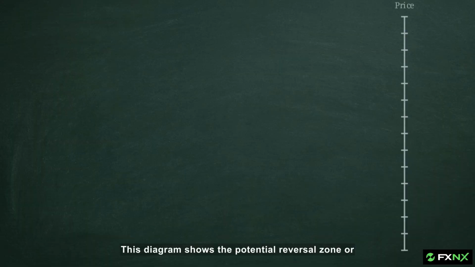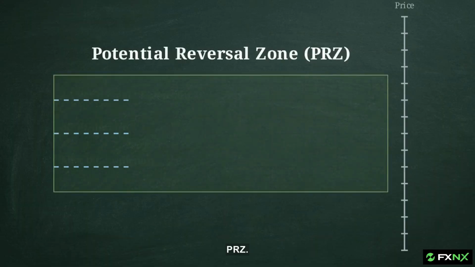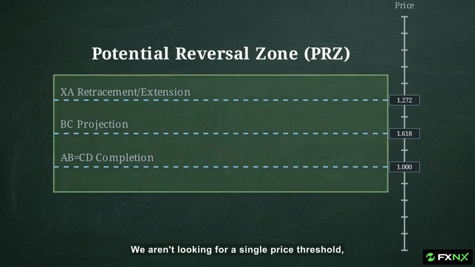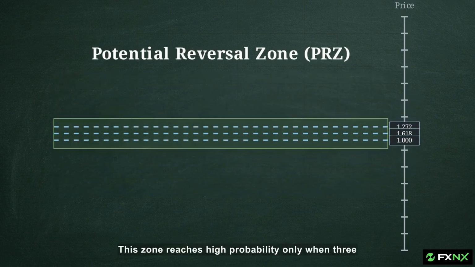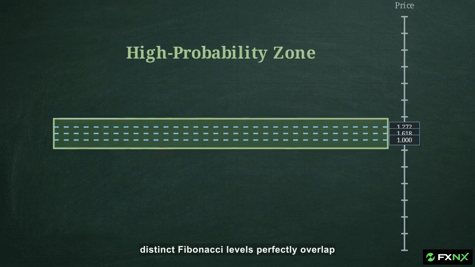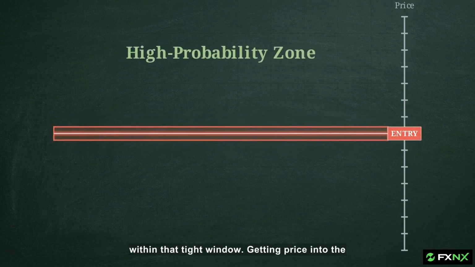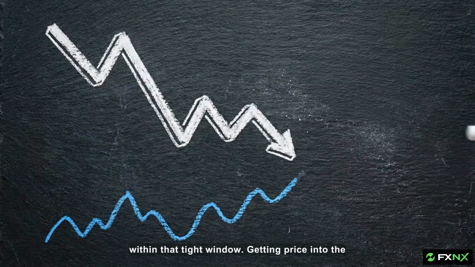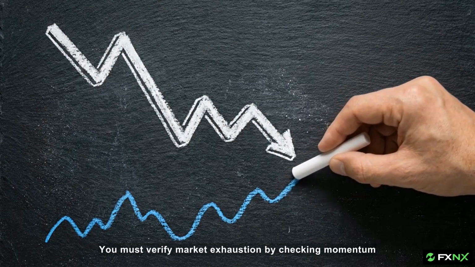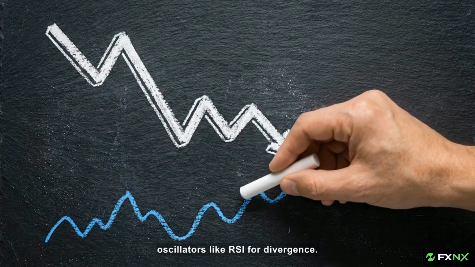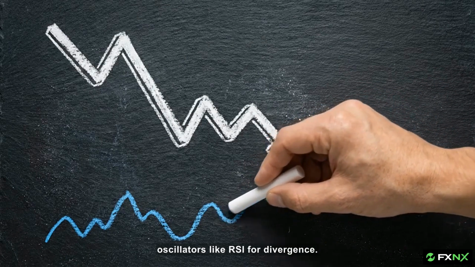This diagram shows the potential reversal zone, or PRZ. We aren't looking for a single price threshold, but a multi-level cluster acting as a net. This zone reaches high probability only when 3 distinct Fibonacci levels perfectly overlap within that tight window. Getting price into the zone isn't an excuse to execute immediately. You must verify market exhaustion by checking momentum oscillators like RSI for divergence.